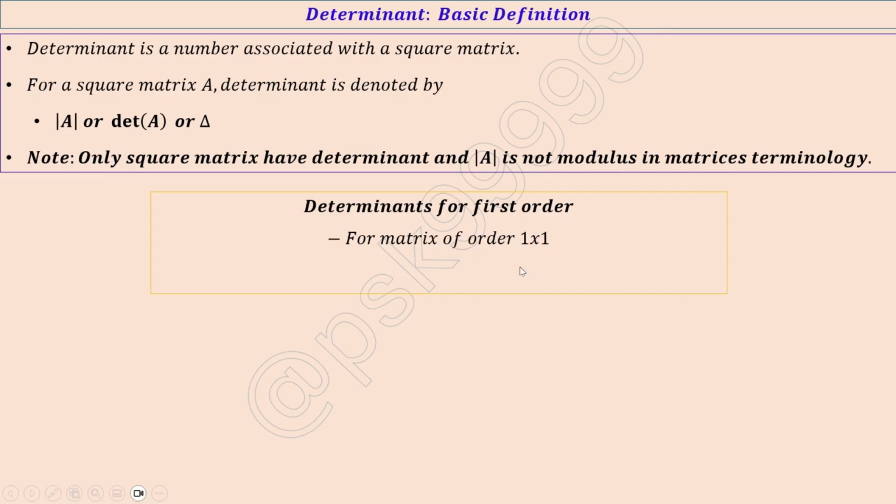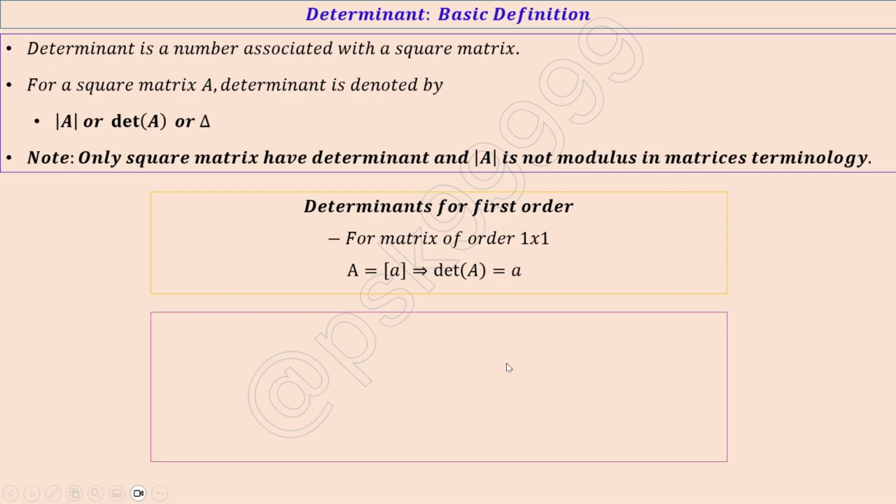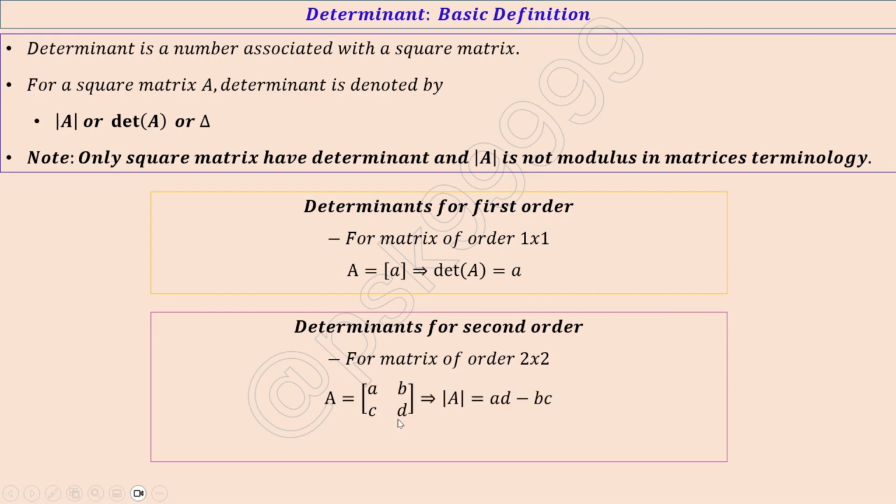Now, a first order determinant is very simple. In a matrix, we have only one element, so the determinant is also the same element. For second order, we already saw that. If we have A, B, C, D, this is the matrix A of order 2, basically 2 by 2. The determinant is AD minus BC.